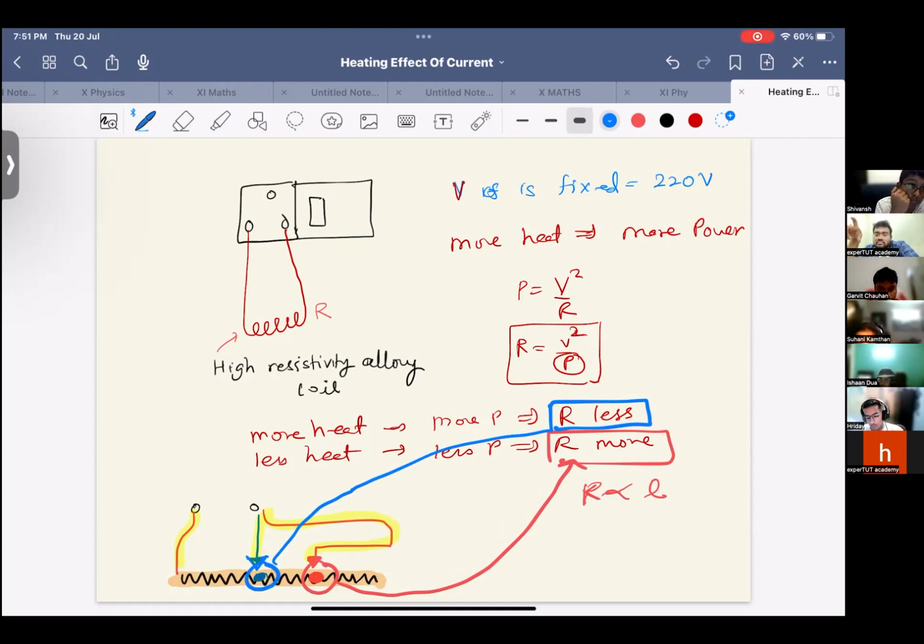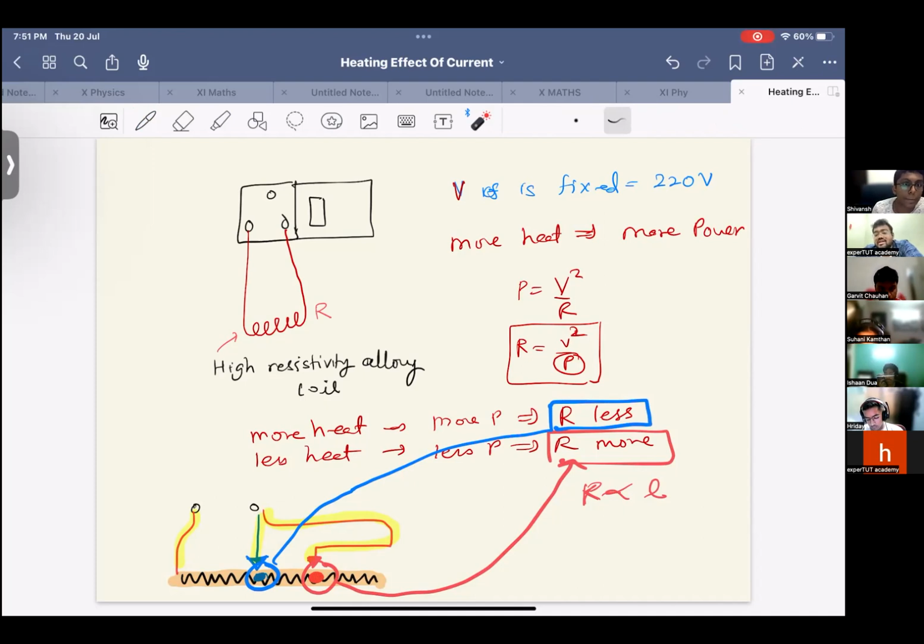So does it cut part of the resistor, or retract part of the resistor? Basically, you are just changing where this slider is connected, the blue point or the red point.